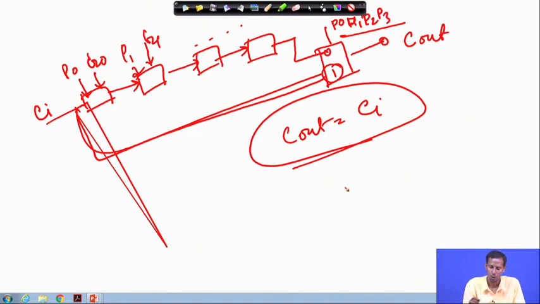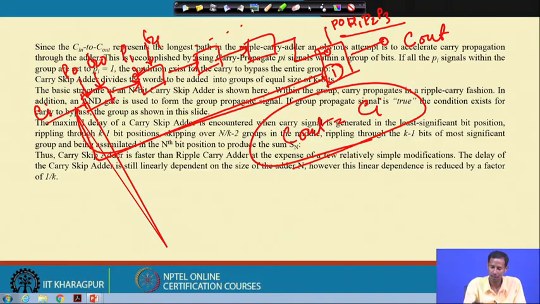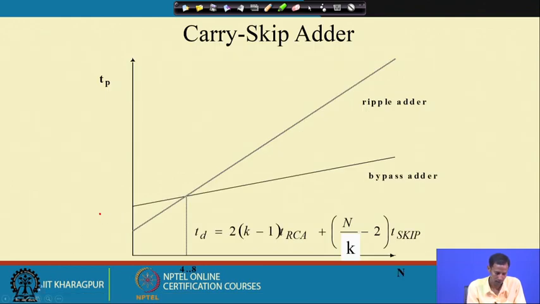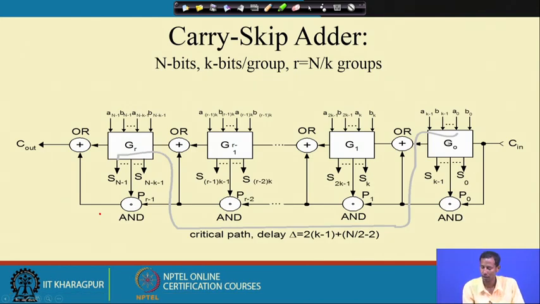Okay. So, considering this C in to C out, now each of these is basically nothing but this 4 bit carry skip adder, if I consider k equals 4 bits, right. And then we have divided it like this. So, the final C out is basically, now we have found out something like this.